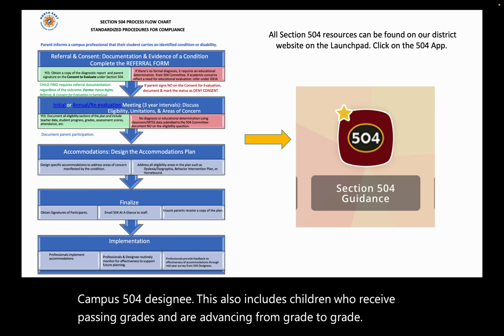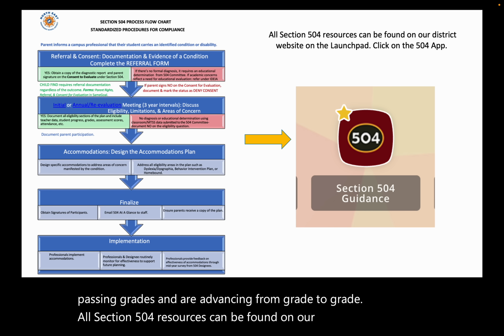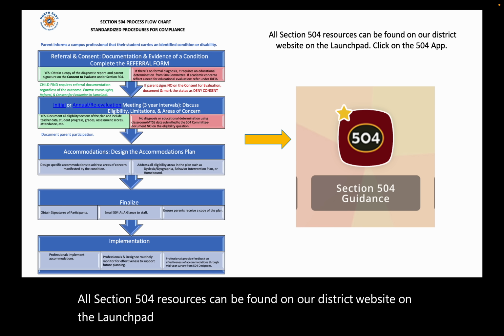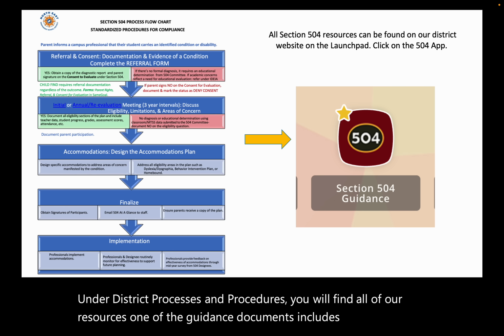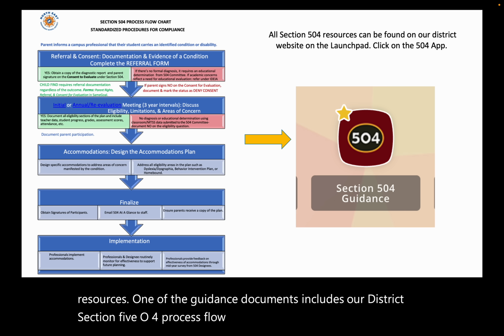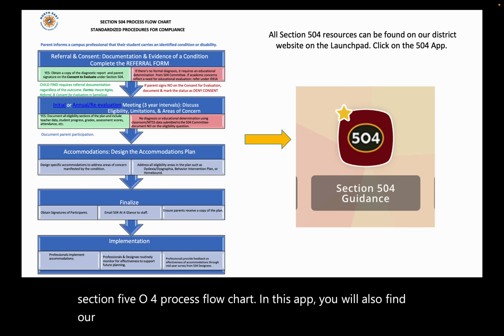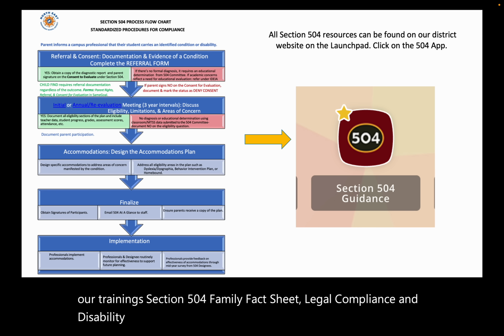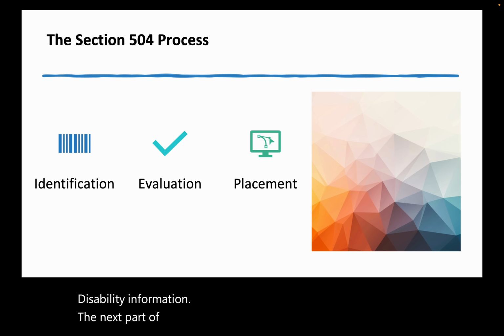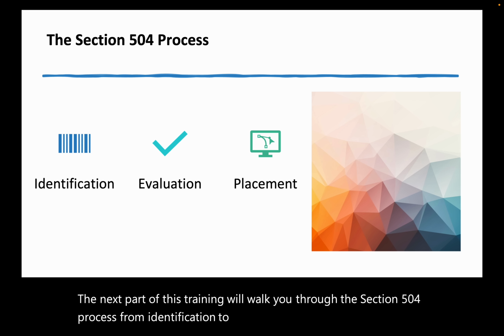All Section 504 resources can be found on our district website on the Launchpad. Simply click on the Section 504 app. Under District Processes and Procedures, you will find all of our resources. One of the guidance documents includes our district Section 504 process flowchart. In this app, you will also find our trainings, Section 504 Family Fact Sheet, Legal Compliance, and Disability Information. The next part of this training will walk you through the Section 504 process from identification to evaluation and placement.